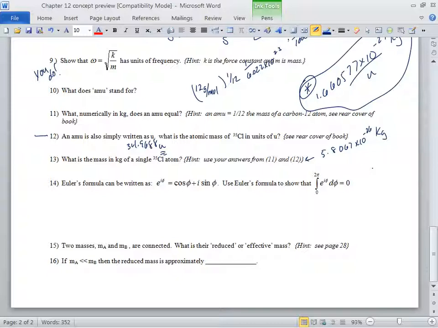I wonder. It shouldn't really matter. Because you're saying there might be less work to do. It's a lot easier to take the antiderivative of e to the i phi than those two. I didn't do it the other way. Try it.